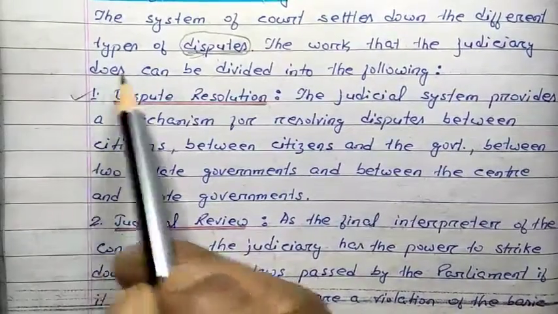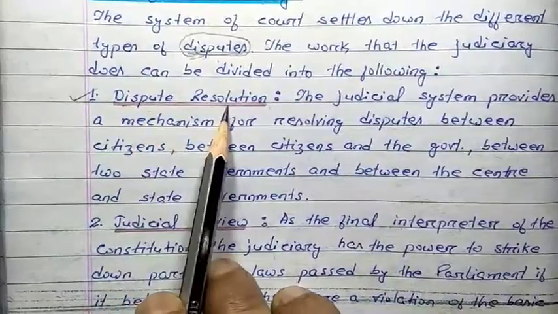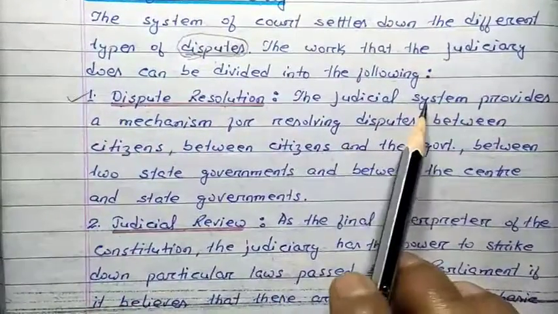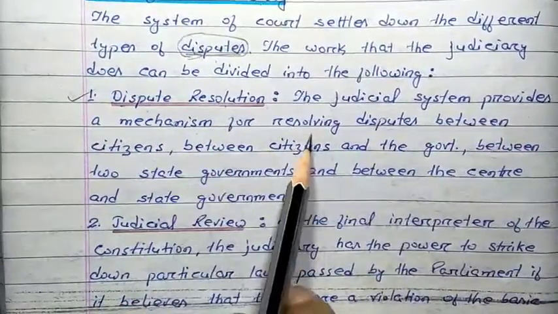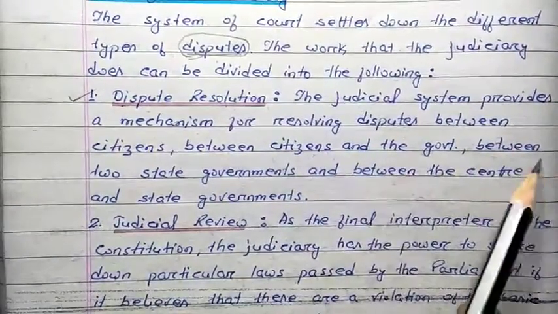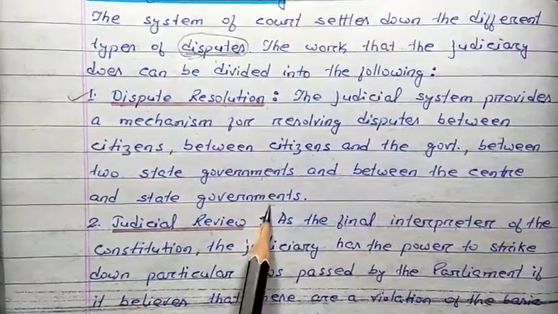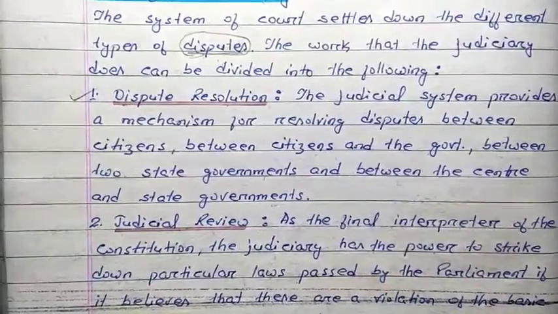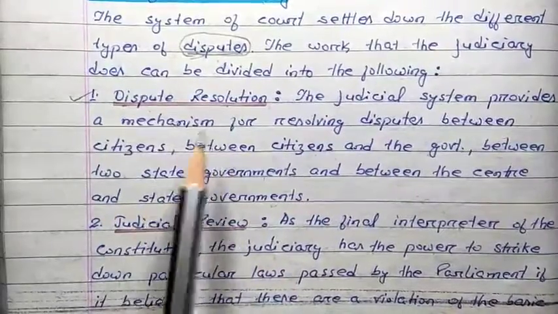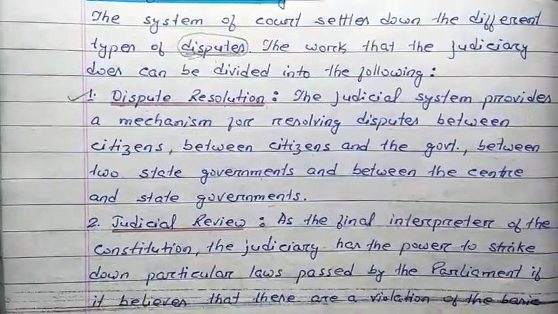The first function of the judiciary is dispute resolution. What is the meaning of dispute resolution? The judicial system provides a mechanism for resolving disputes between citizens and the government, between two state governments, and between the center and the state governments. As I already told you, the basic function of the judiciary is to solve disputes or problems, and these disputes can be of different types.